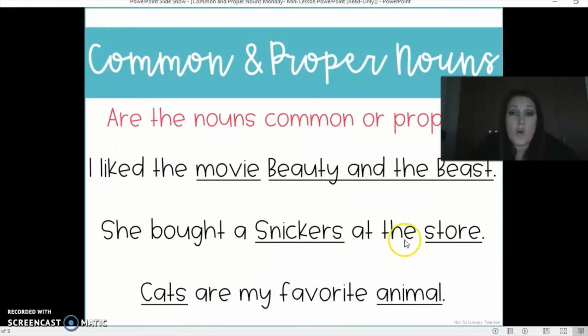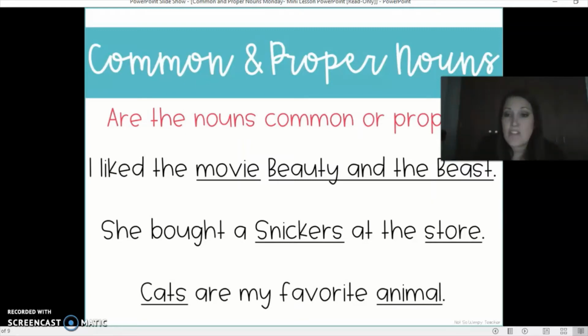Okay, so which ones are proper and which ones are common? I liked the movie Beauty and the Beast. So movie, if I just say, oh, let's go see a movie, do you know which one? No, that's not specific enough. So movie would be common and Beauty and the Beast would be proper because it's specific.